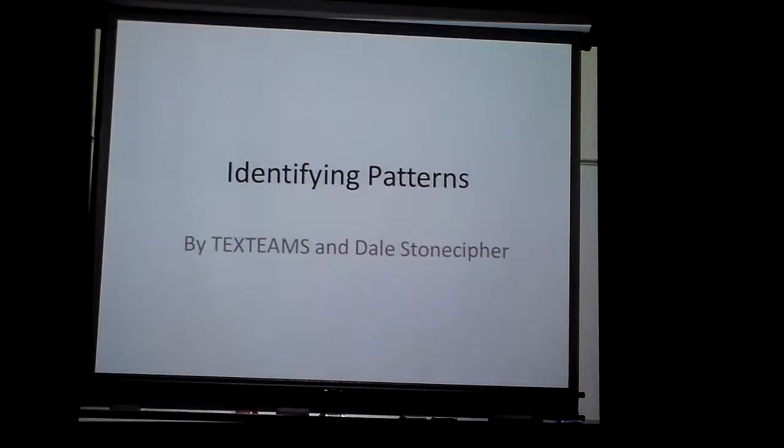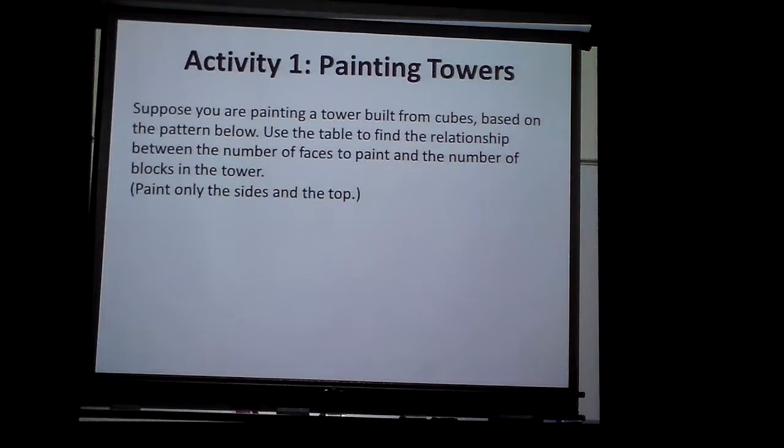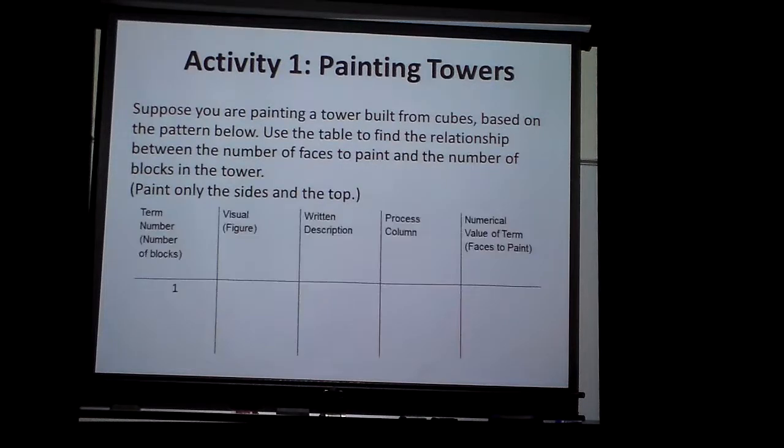All right, we're going to do something about identifying patterns here. So first off, it's about painting towers. Suppose we're going to paint a tower built from cubes. Based on the pattern you're going to see in a second, use a table to find the relationship between the number of faces you have to paint and the number of blocks in the tower. Remember, we're only going to paint the sides and the top.